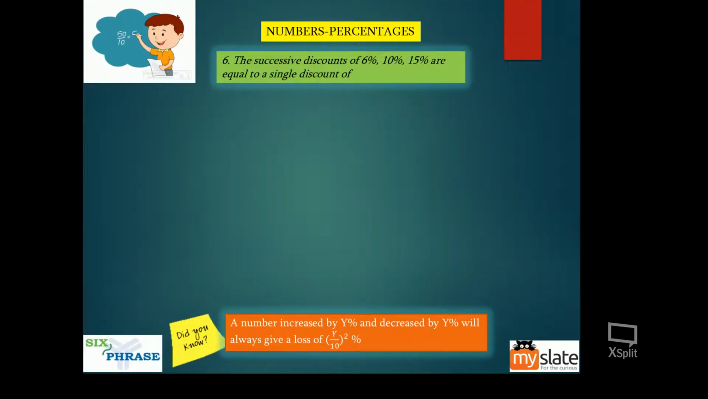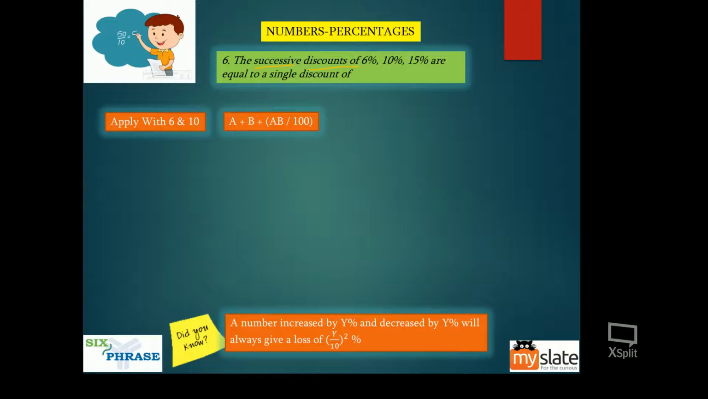Successive discounts of 6 percent, 10 percent, 15 percent are equal to a single discount of what? Guys, I've told you discount means decrease. Yes, previous slide, remember? These two words tell you what to do in this problem. Successive. Take out the successive formula. Discount. Do decrease. So, for decrease, what do you do?